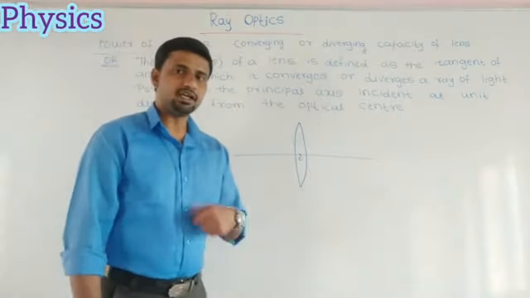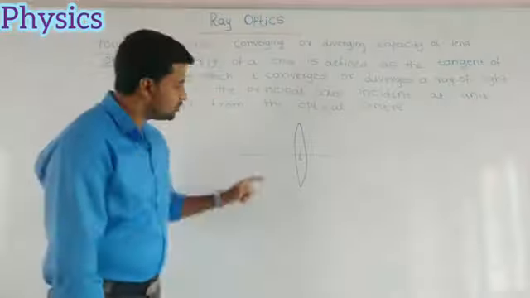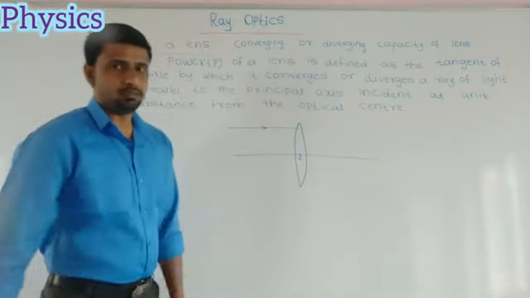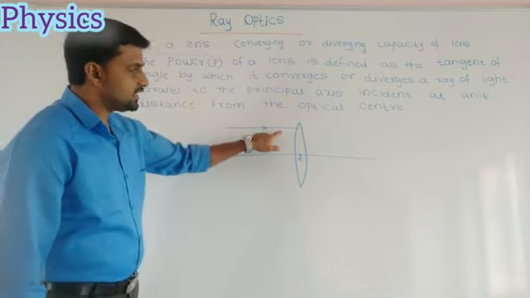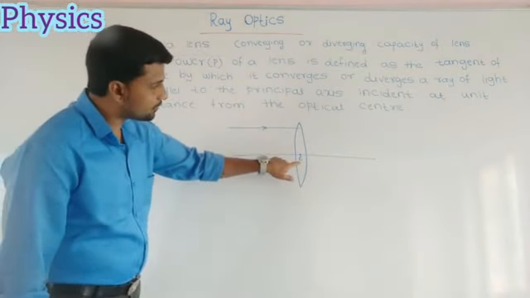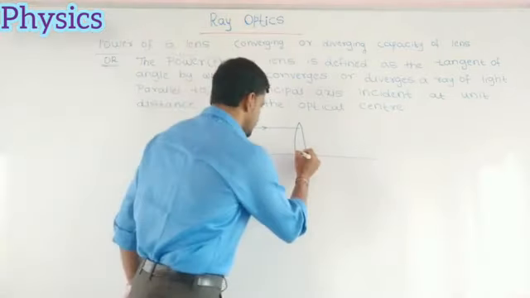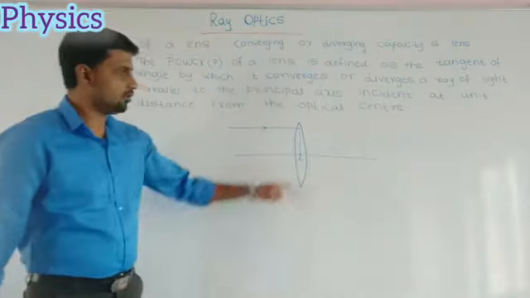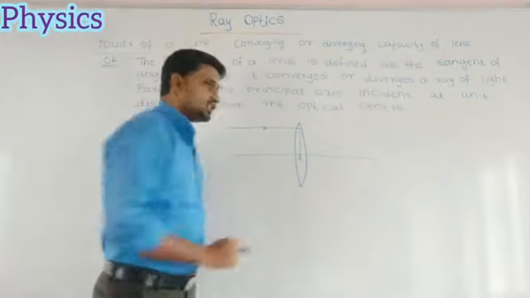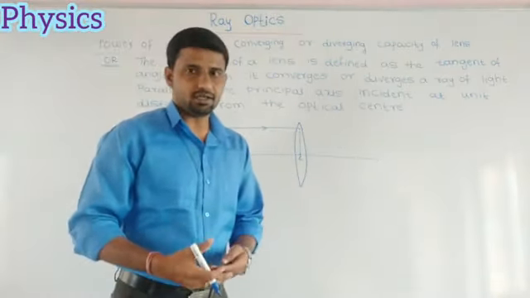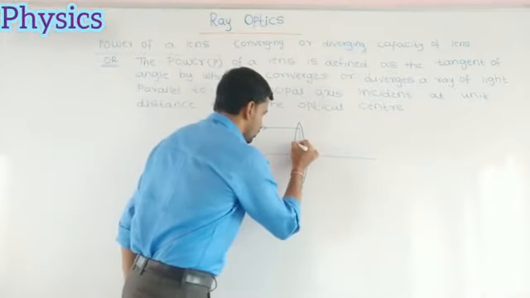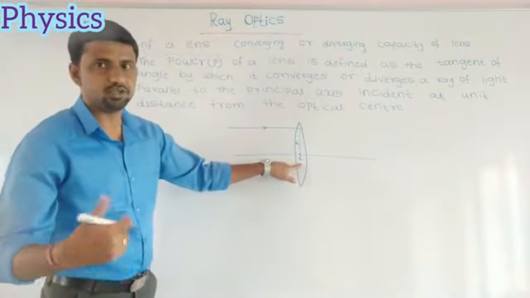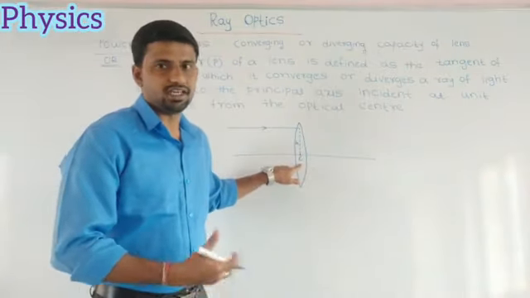Now I am going to send in a ray of light which is parallel to the principal axis. This incident ray of light is at a unit distance from the optical center. That means it is the height of the incident ray from the optical center. That height or distance is a unit distance, which may be 1 centimeter.